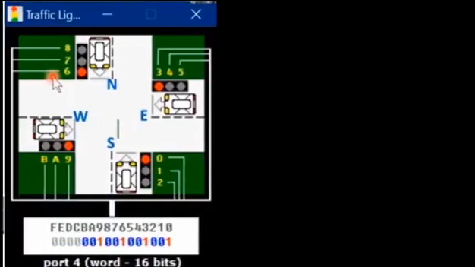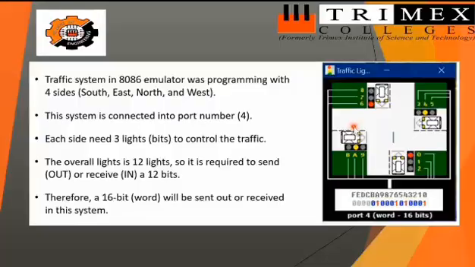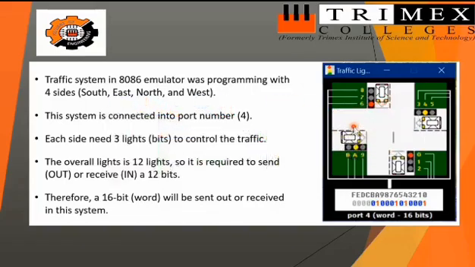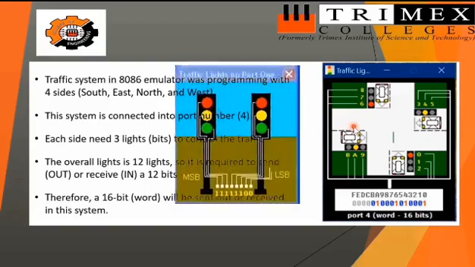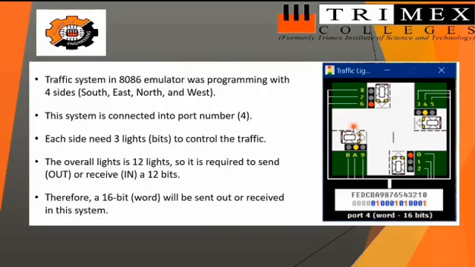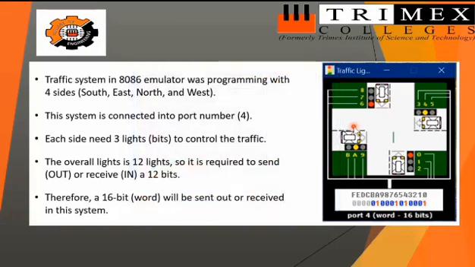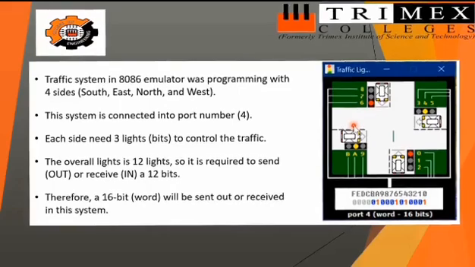A traffic signal is an example of DSP that can run on Emulator 8086. The traffic system in 8086 was programmed with 4 sides, which are south, east, north, and west. Number 2. This system is connected to port number. Number 3. Each side needs 3 light bits to control the traffic. Number 4. The overall lights are 12, so it is required to send out or receive a 12 bits. And last, therefore, a 16-bit word will be sent out or received in the system.